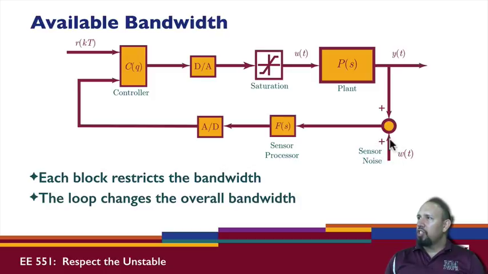Because of the system having sensor noise associated with it, there may be a sensor processor that incorporates some filtering. Each of these blocks provides a limitation or restriction on the overall bandwidth. So it's important to understand what is the available bandwidth for the system. And if our system is unstable, we may need more bandwidth than we have available to us because of all the components. Also, the overall loop will change the bandwidth. So bandwidth is an important issue that the author brings up.